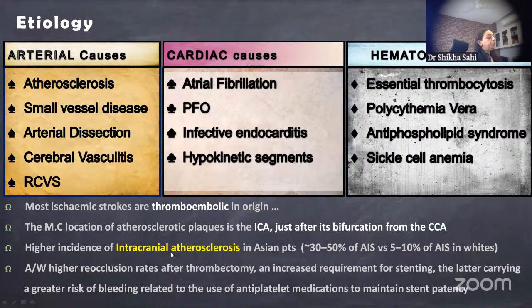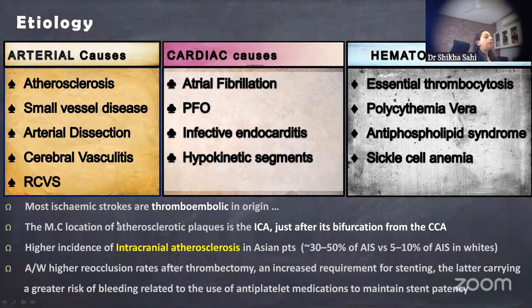And in Asian patients, there is a higher incidence of intracranial atherosclerosis versus whites. The implication is that such patients have higher reocclusion rates after thrombectomy, and there is increased requirement for stenting and also the need for antiplatelets. So they have higher chances of hemorrhagic complications after mechanical thrombectomy. Arterial causes are the most common causes. Then embolic is the most common type.